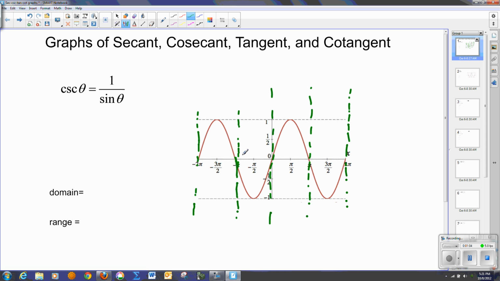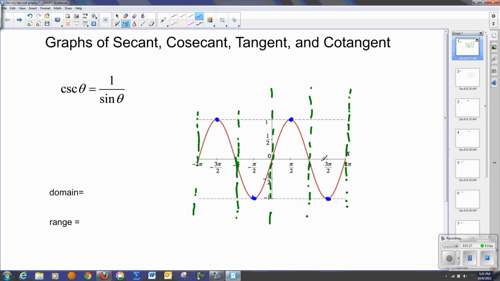Then I'm going to graph all the reciprocals of 1 and negative 1. So if we take a look, here's the value of 1 at pi over 2 for sine. Its reciprocal is also 1. The reciprocal of negative 1 is negative 1. Likewise, here we have negative 1, and here we have negative 1.